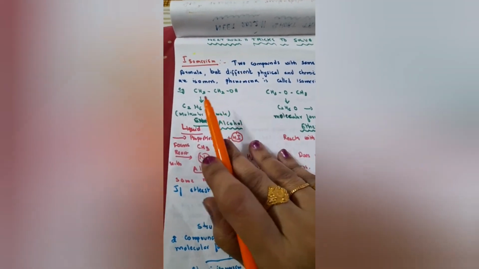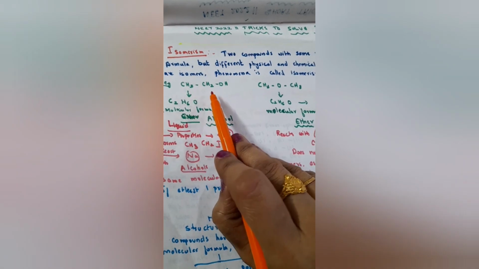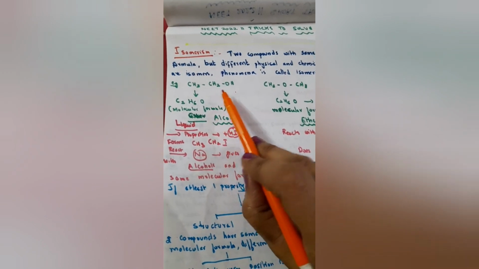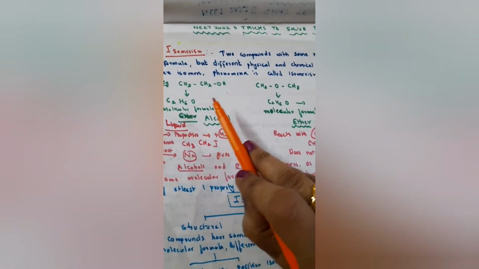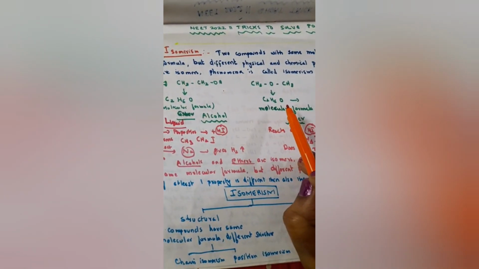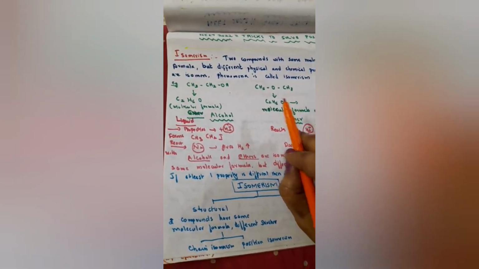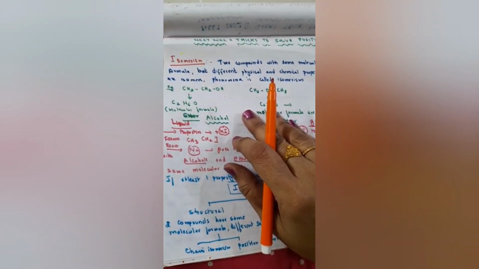For example, we take C2H6O. Here the molecular formula is CH3CH2OH, and see, this is an alcohol, because the OH group is the functional group here. So this is alcohol and this is a liquid. But here, the same molecular formula, C2H6O, but we write this as CH3OCH3. This is an ether, and this is a gas. Now see, the molecular formulas are the same, but the structure is different.